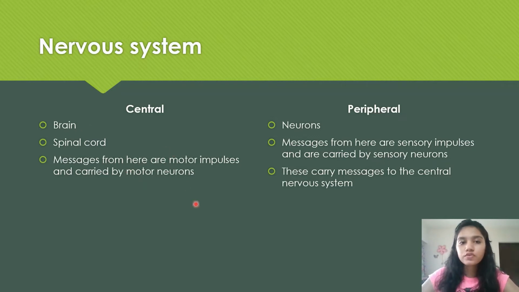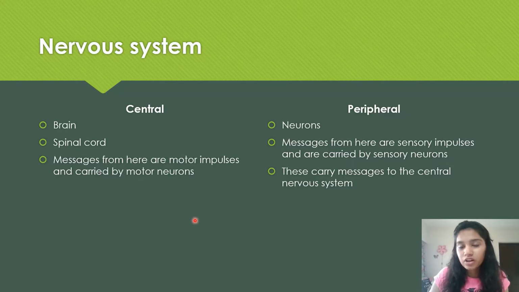Messages from your central nervous system are called motor impulses. Basically an impulse is an electrical signal or message that is transmitted across the body. So messages from the central nervous system are called motor impulses and neurons that carry these impulses are called motor neurons. Now the peripheral nervous system only comprises neurons. Neurons can be motor neurons or sensory neurons or relay neurons. There are 3 types of neurons which we will look into later. That's all that the peripheral nervous system comprises.